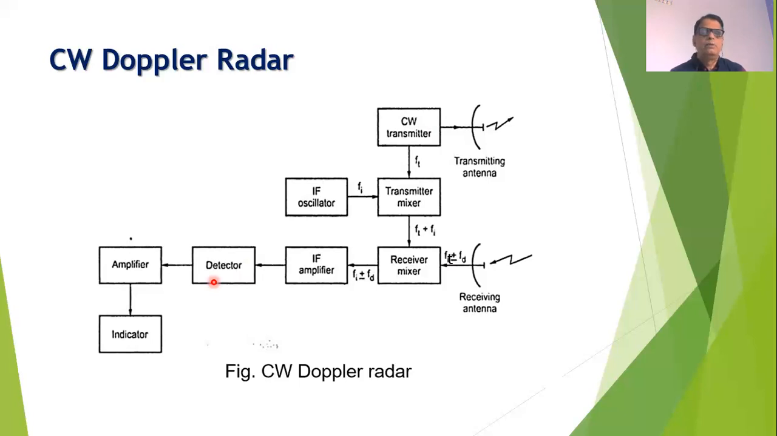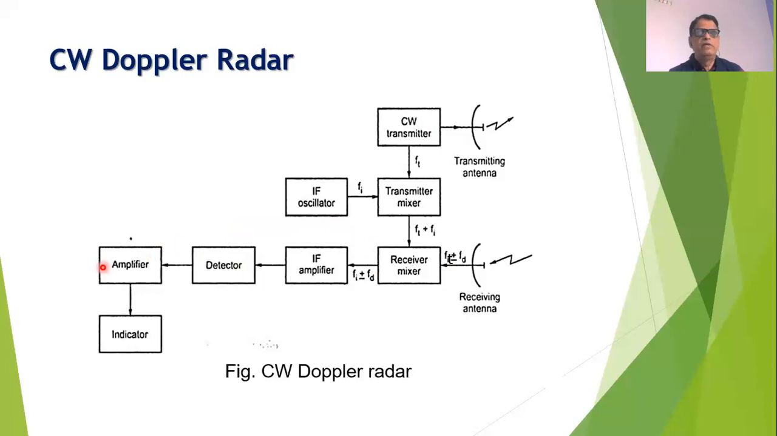Now we know that the purpose of the detector stage is to demodulate the input signal. So the input signal is demodulated, and at the output of the detector stage, we will get only this difference frequency signal, that is Fd or delta F. And we know that this signal is in the audio frequency range, and therefore this signal is further amplified by the audio frequency amplifier.